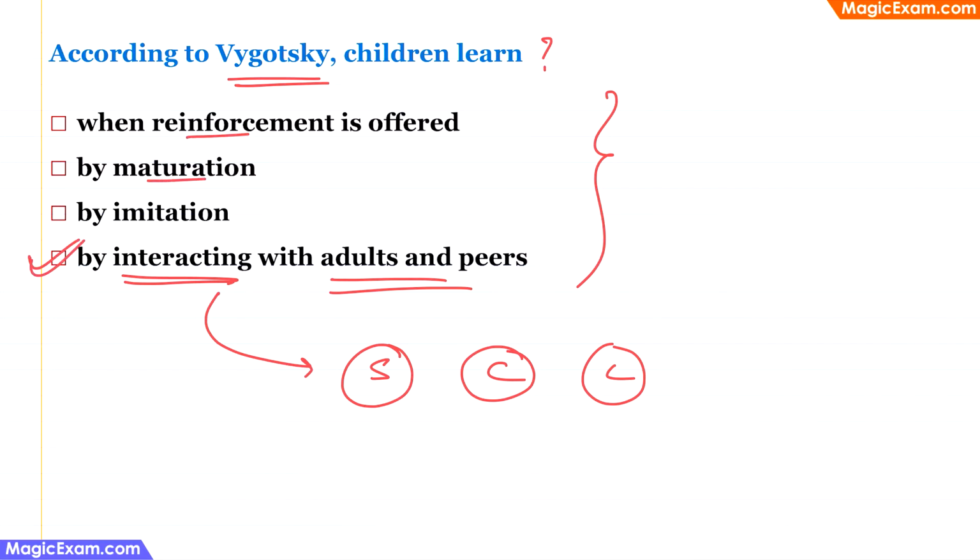Reinforcement, maturation and imitation are also factors which influence the learning of children. However, we are talking about Vygotsky's theories and concepts here. Therefore, these three options, even though they are correct, we can ignore them, because as per Vygotsky's theory, we have to look at social factors, cultural factors and language factors.